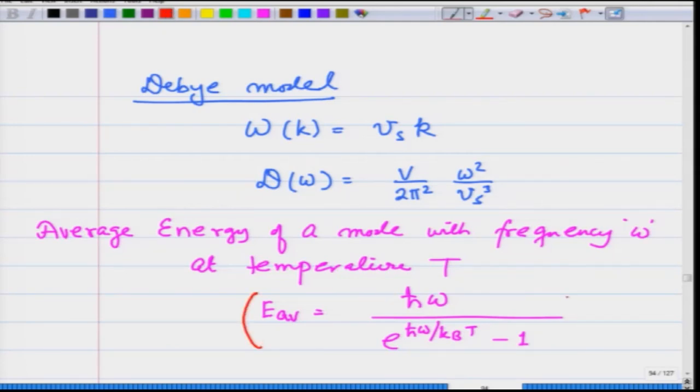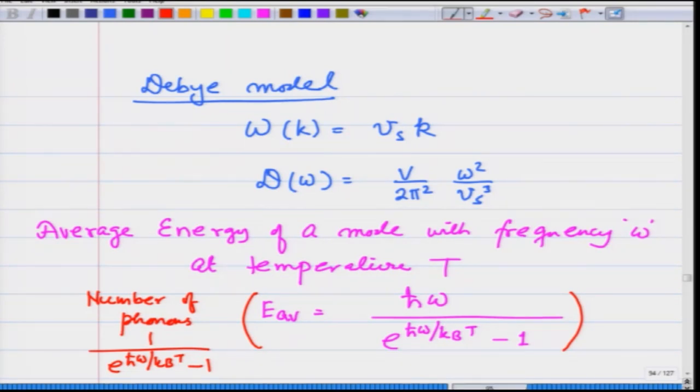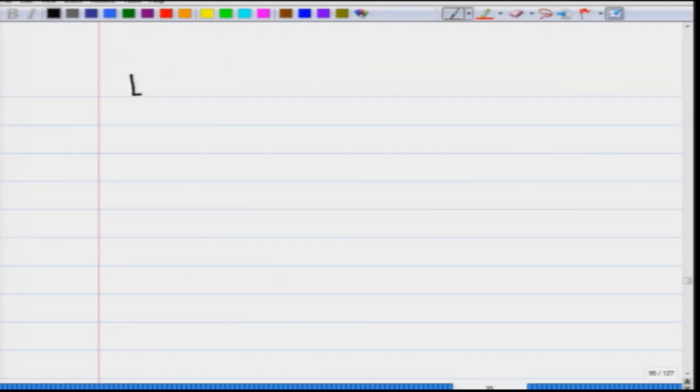And on the side, it also meant that the number of phonons is equal to 1 over e raised to h cross omega over k b T minus 1. Number of phonons times the energy of each phonon, h cross omega, gives you the average energy. So, we will now combine all this and get the specific heat. Let us first do Einstein's model.